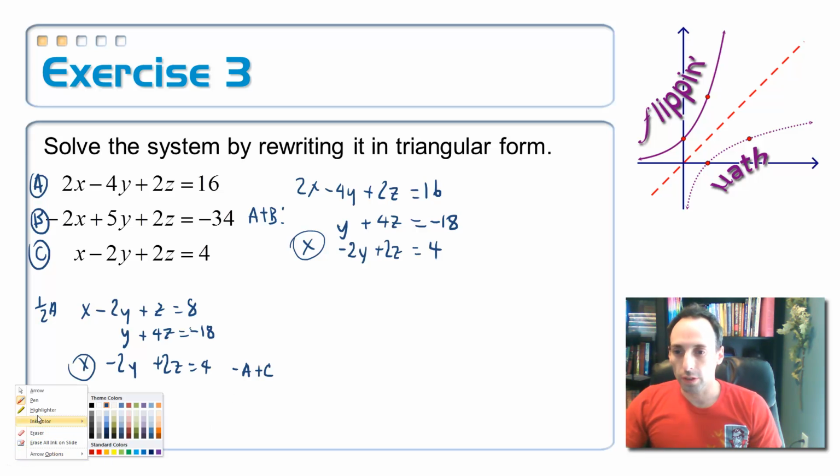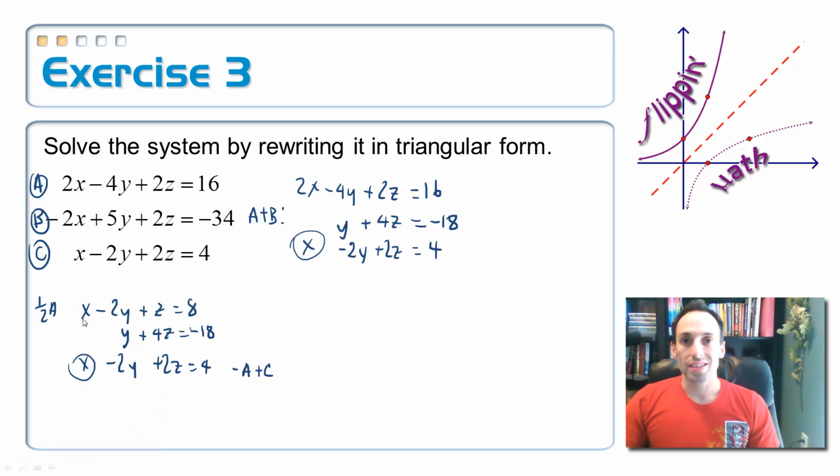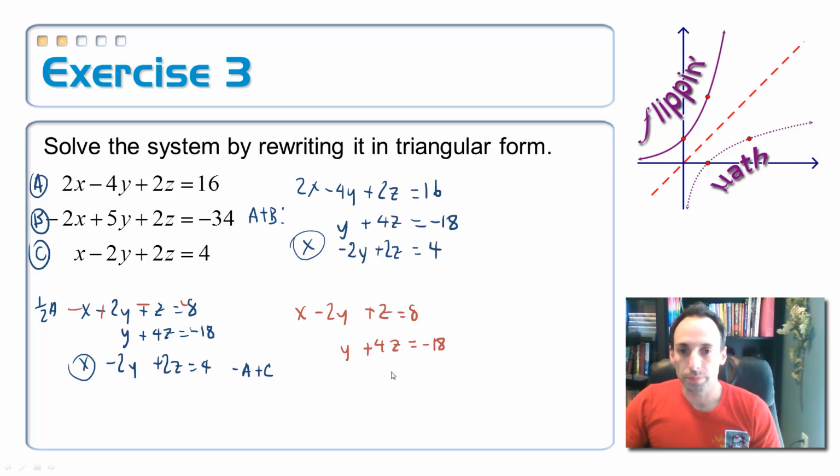Now, just to help myself out a little bit, I'm going to go here with, say, red. I'm going to change all of these signs here. So it's going to be negative x plus 2y minus z equals a negative 8, just to make it easy to add those things up. Okay, but whenever I go to write down equation A, I'm going to keep the original one, which was x minus 2y plus z equals positive 8. Equation B stays exactly the same as well. y plus 4z equals negative 18. And here's my new equation C.